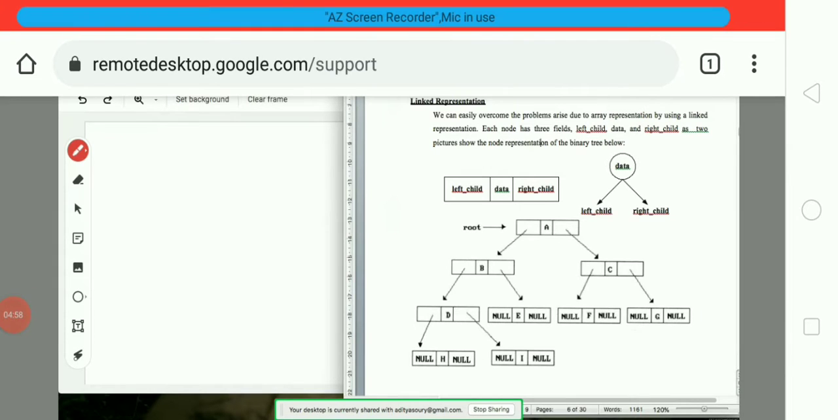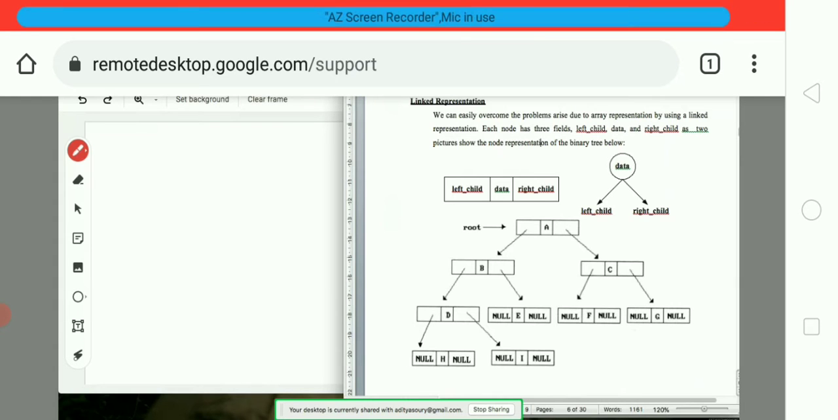Now let us discuss another representation called linked representation. This concept goes with linked lists. In previous videos you already learned what a linked list is. So we can also represent the binary tree in a linked list. We can easily overcome the problems of array representation by using a linked representation.